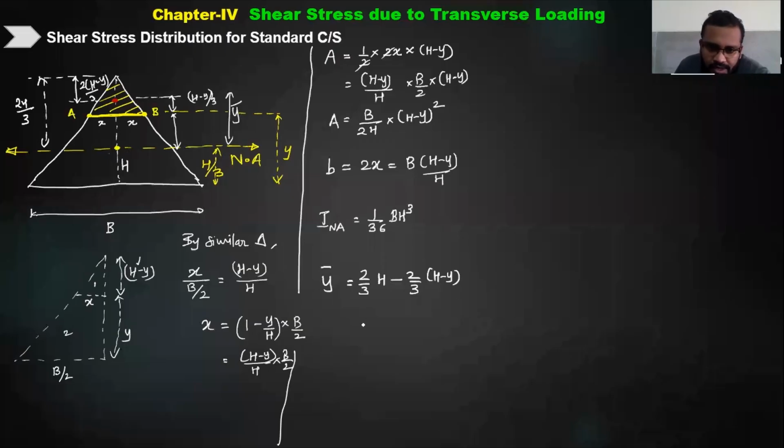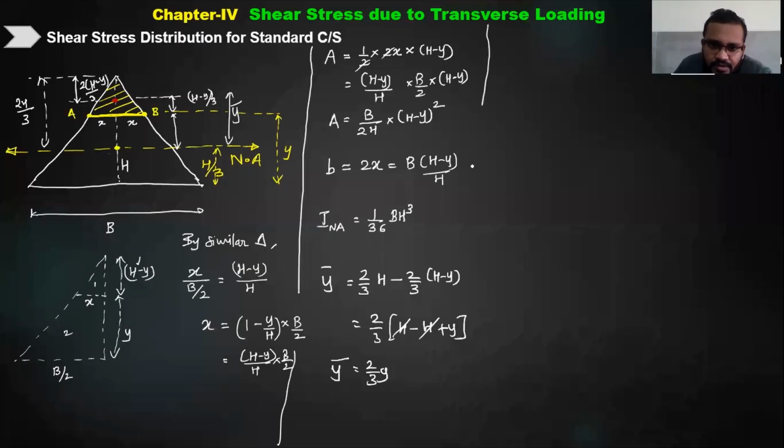Fine. What can we take common? 2 by 3 common, (h minus h plus y). So h gets cancelled and we get 2 by 3 times y. Have you understood this? Is it correct? Just check it, I may make some mistake. From here to here it is 2h by 3, and from that we subtracted this part, which is (h minus y) by 3. From the apex it is 2h by 3, and we have subtracted that, so we get this distance as my y bar, that is 2 by 3 y.